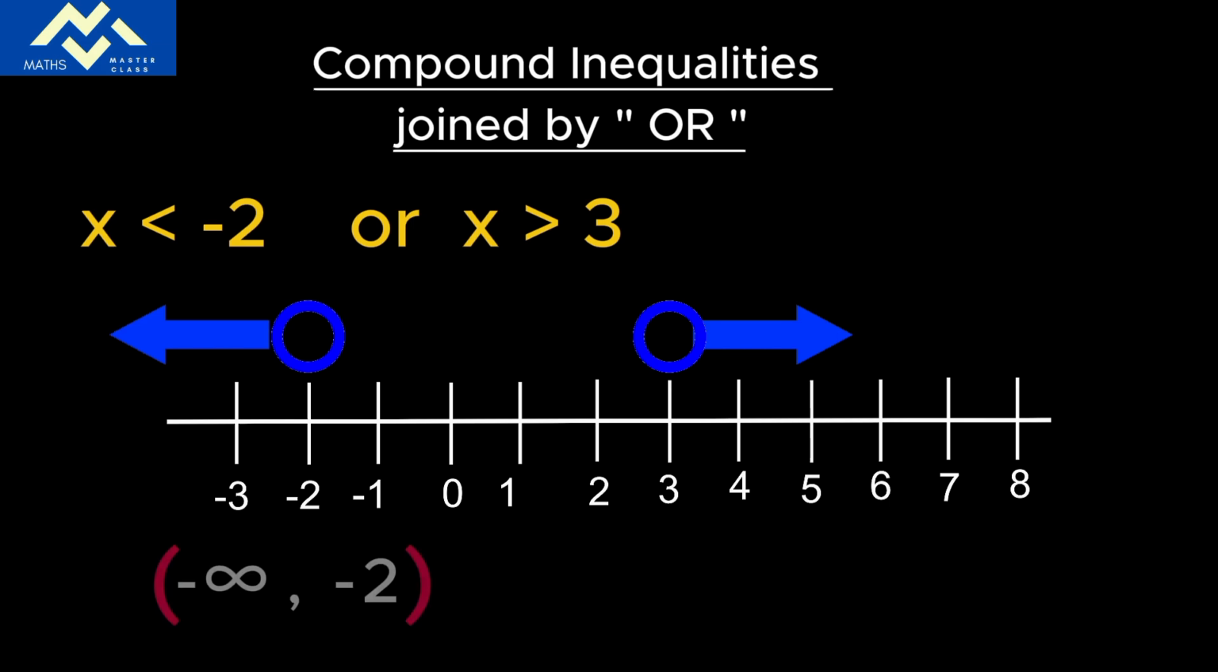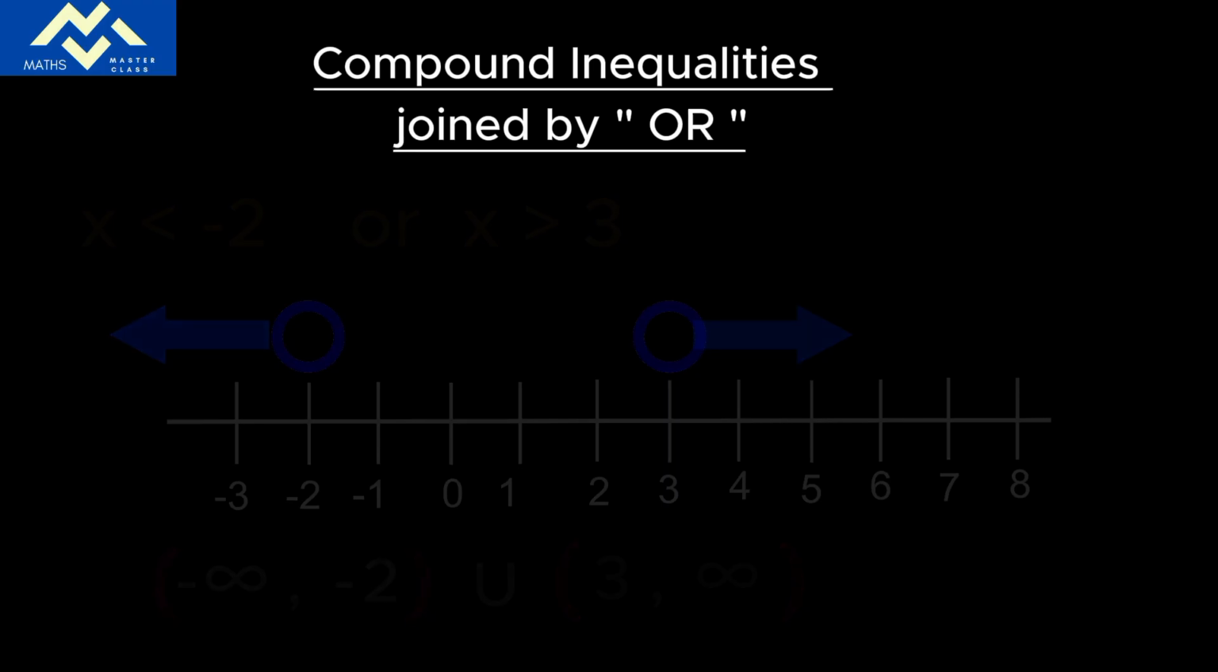In interval notation, we write round bracket at -infinity, comma, and round bracket at -2. Union. Round bracket at 3, comma, round bracket at +infinity. The union symbol means or. It tells us that both intervals belong to the solution set.